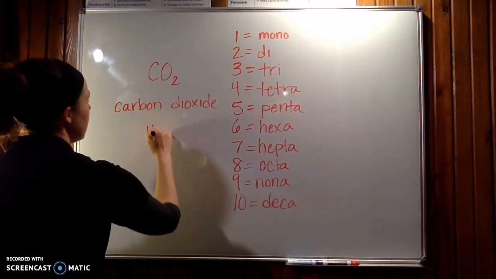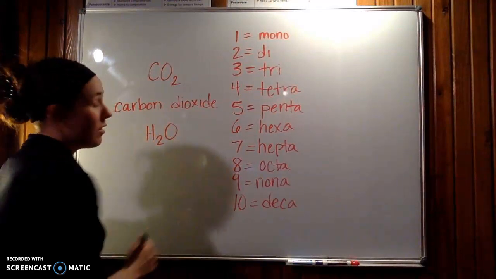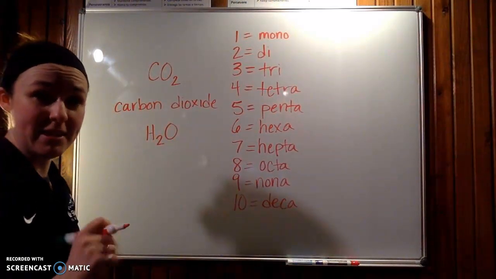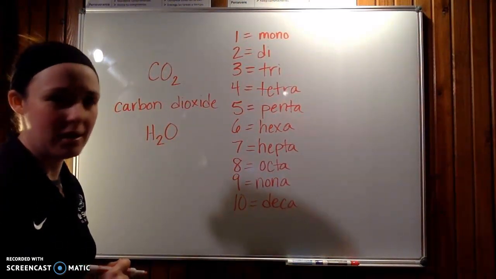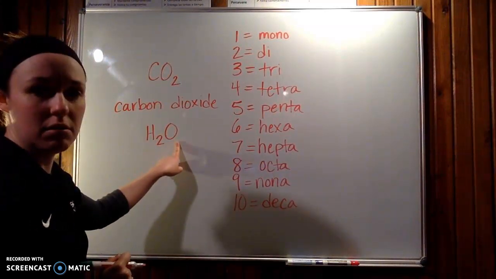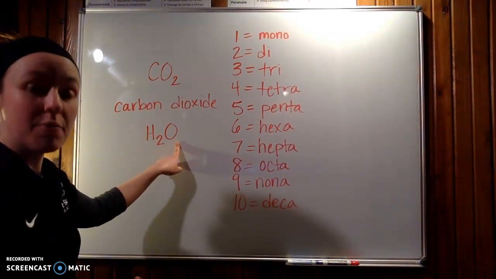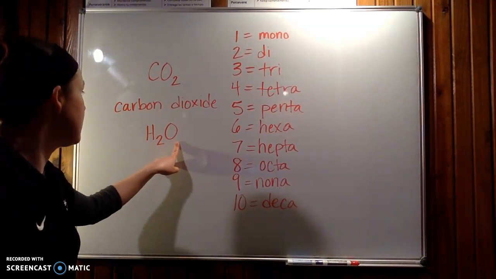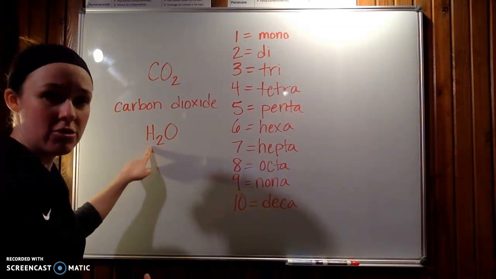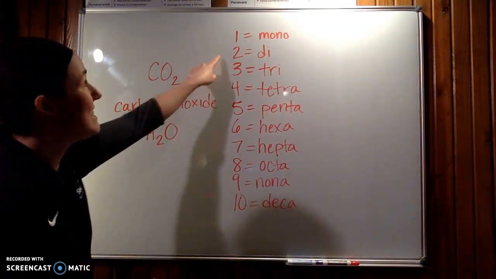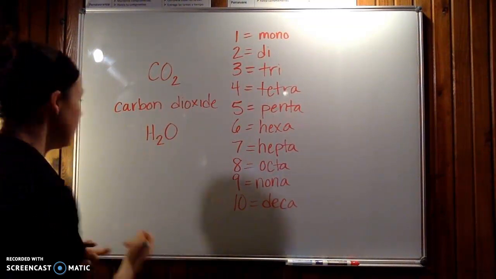Here's another example. Now, if you want to use this one to sound smart, you can really scare somebody when you're just talking about water. H2O. We call that water, but if we're going to name it using our prefixes, there's 2 hydrogens. So I would use the prefix di in front of the word hydrogen.